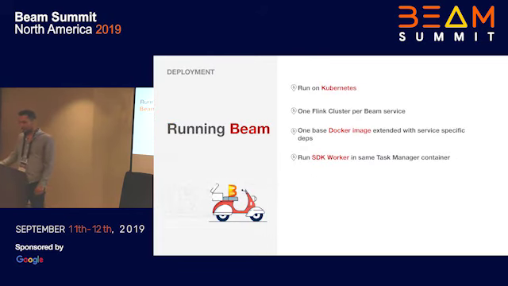So how do we run Beam? In production, we run on Kubernetes. We have one Flink cluster for each Beam service, and we have one base Docker image with all the dependencies that we need, and then the service will customize the Docker image, adding the Python-specific dependencies of that service. As I mentioned before, the SDK worker currently runs on the same task manager container, so we don't use Docker in Docker, and we don't use a separate container for that.